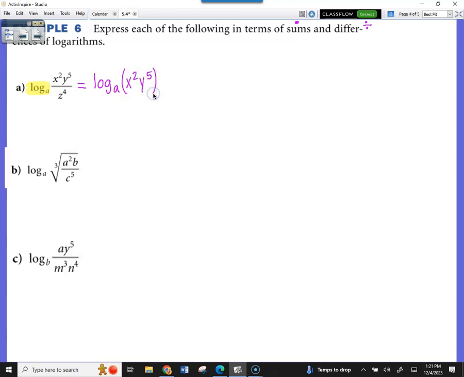And then what do I write? It's the fraction becomes subtraction. Stamp, next log. What was on bottom? Z to the 4th. I don't really have to use parentheses there because that's just one term. Granted, it's to a power, but it's just one term.